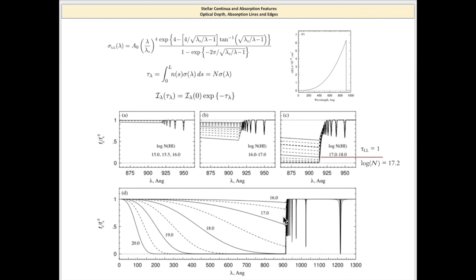And so here's 10 to the 17, which is not quite an optical depth of 1. And then here's 10 to the 17 and a half. And then here's 10 to the 18. By 10 to the 18, notice that we've gotten saturated at the bottom right there at the limit of 912 angstroms. And so somewhere between 10 to the 17.8, 17.9, 18, we get to the point where we get flat bottomed again, we get saturated. So when you see a break and it's saturated at the break like that, then you know the column density is probably around 10 to the 18 or more.